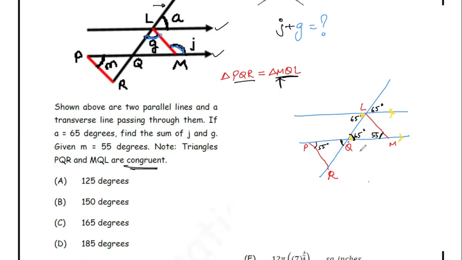So now we know the G angle, I'll mark it in blue. This G angle, therefore, 65 and 55 is 120. Therefore, the G angle is 60 degrees, correct? And the J angle is obviously 180 minus 55, that is 125 degrees. And hence we get 185 as the answer, delta.